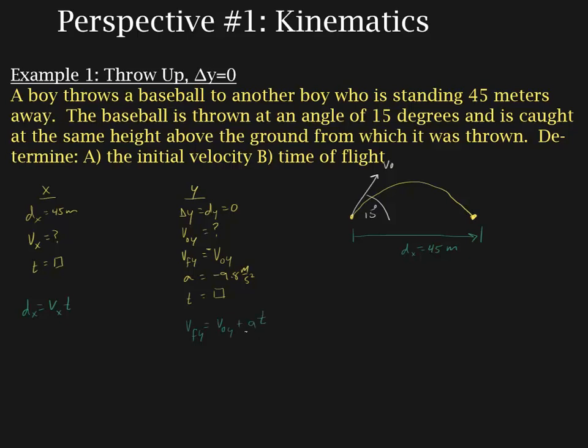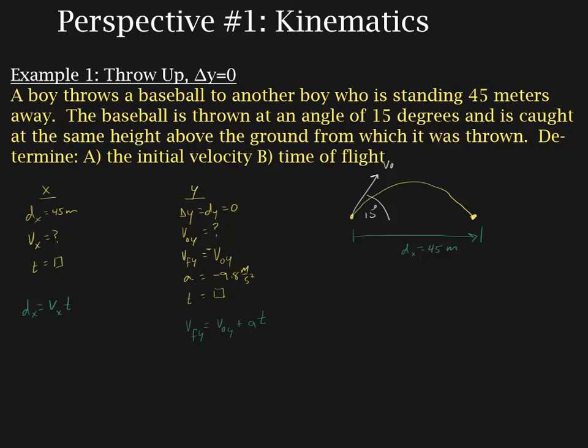And now we've got to pick one of these equations as our primary. It doesn't really matter which one you pick, but sometimes it's a little easier to pick one over another. So in this case, why don't we stick with dx is equal to vx t? And we'll start by working with this equation first.